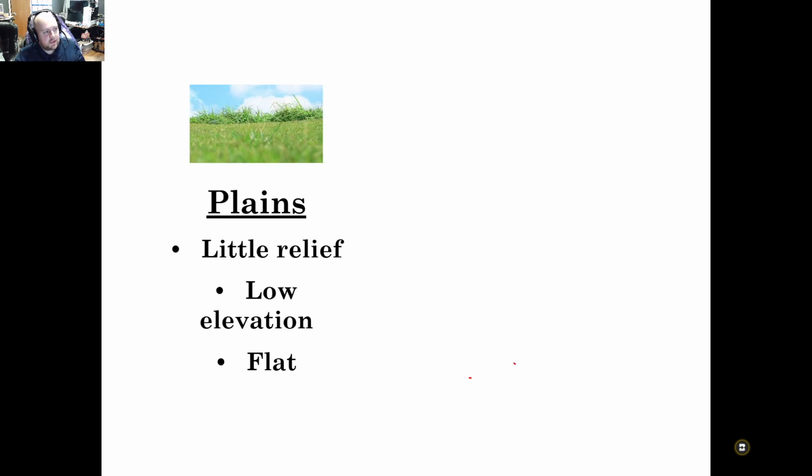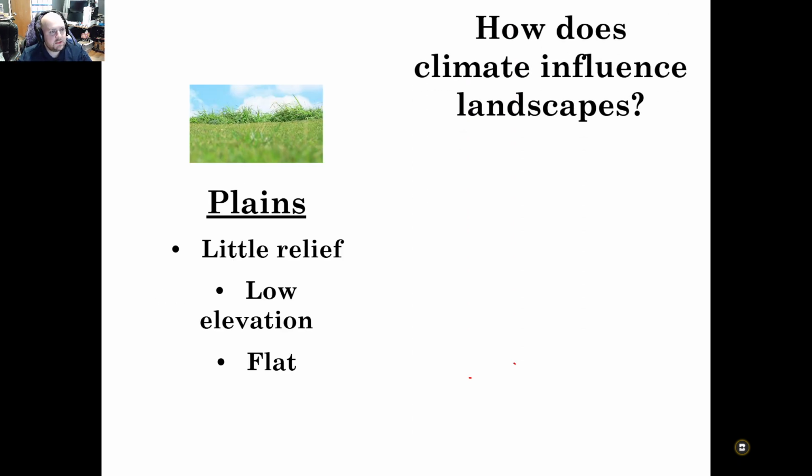Okay, let's go on to the third one, plains. The plains have low relief, which means low elevation, and they're going to be relatively flat. That's pretty straightforward, and that's now going to be on page 12 of the notes packet there. Put those three things for plains there. And let's now go on to talk about how climate influences this.